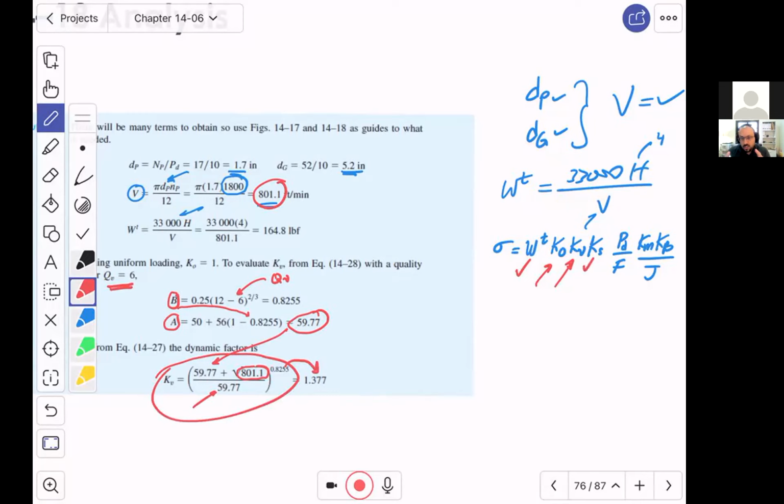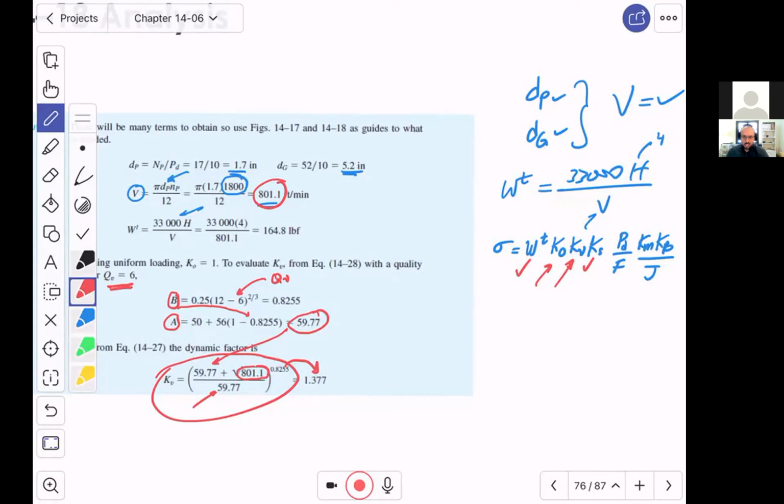Now, I'm going to make this analogy very clear from the beginning for you over here. What is WT? WT is the transmitted load. If the pinion pushes against the gear with this load, the gear will push against the pinion in the opposite direction, but with the same magnitude. So that's why WT is the same for the pinion and for the gear.